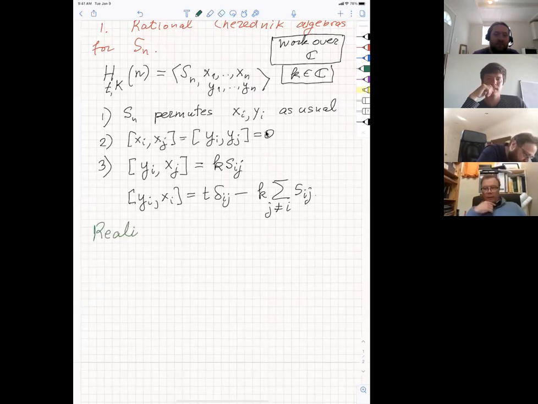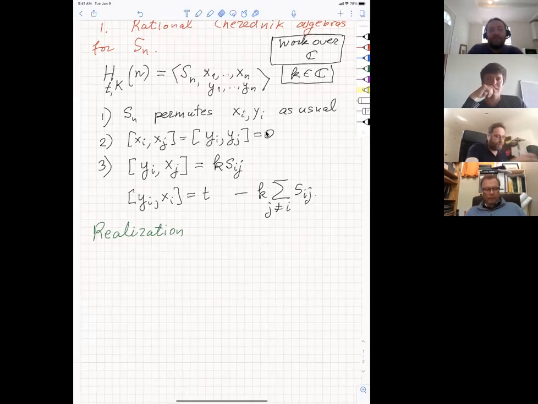Pasha, the last relation, is it? There shouldn't be a delta probably there. There is no need for delta after t. Oh, thank you. Yes, just t, yes.